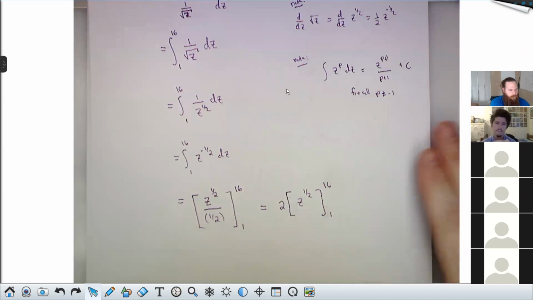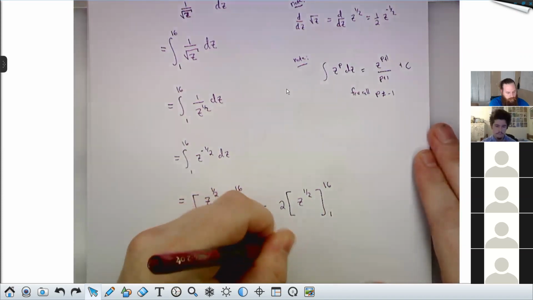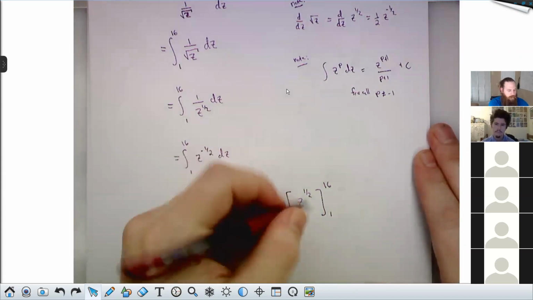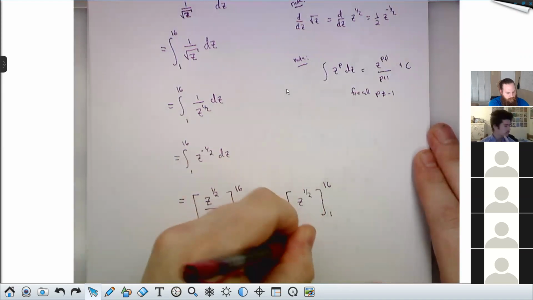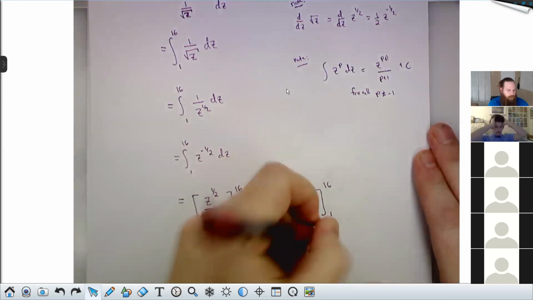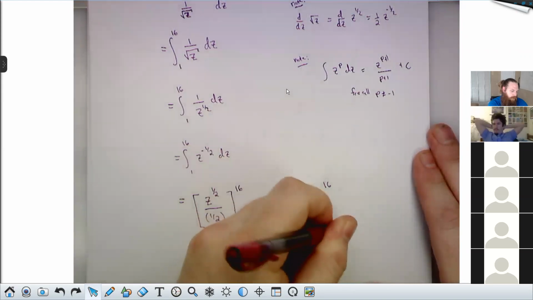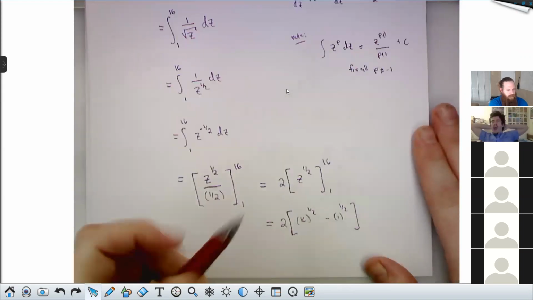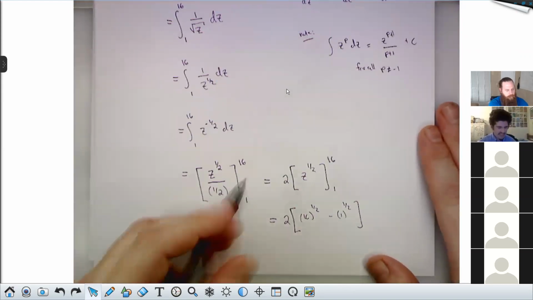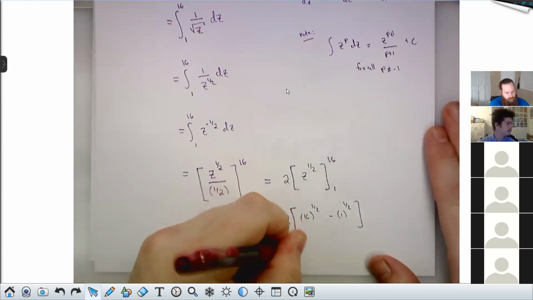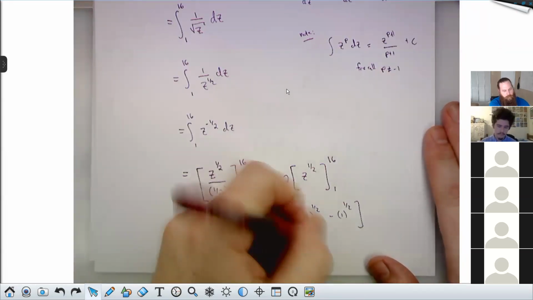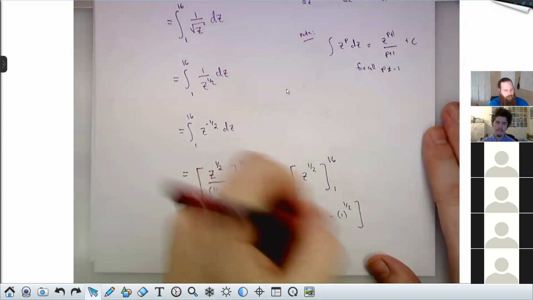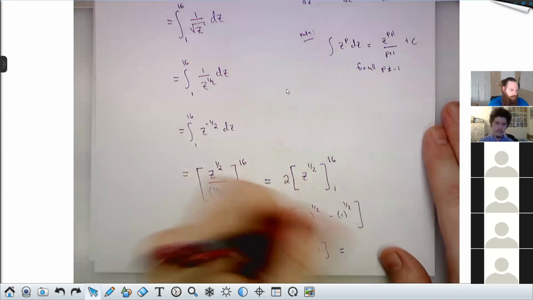And then I can actually do the evaluation. So this is 2 times 16 to the 1/2 minus 1 to the 1/2. 16 to the 1/2 is 4, it's the square root of 16. So this is 2 times 4 minus 1, which is 2 times 3, which is 6.